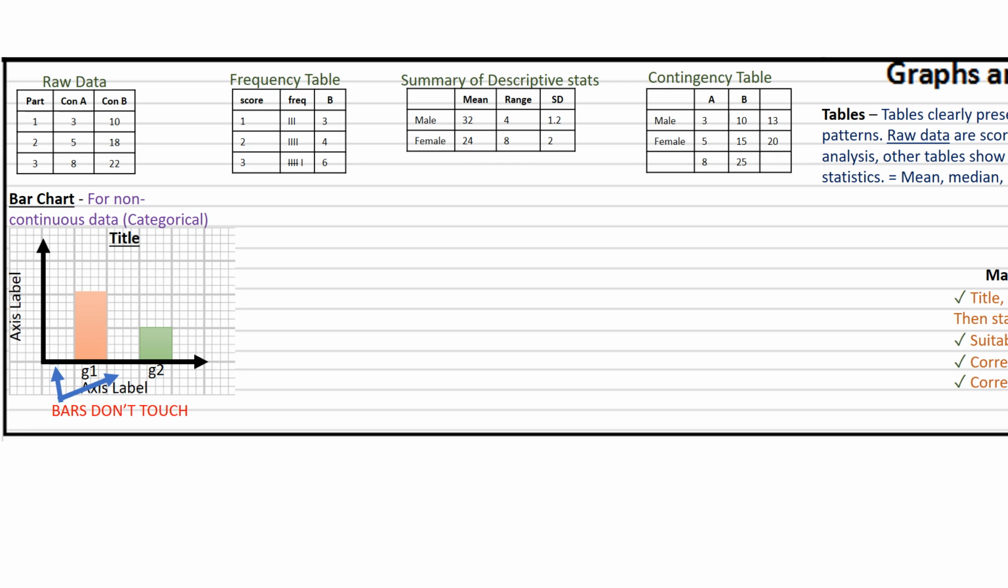So you've just drawn the wrong graph. So make sure there's a space between your axis and the first bar, and then another space before the next bar. You know, they're going to stand independently. As you can see here, there's an axis label, a title, another axis label, but also a label underneath each bar to say what the bars are. That's what they're going to be looking for in a bar chart.